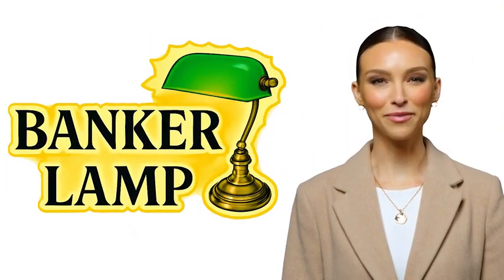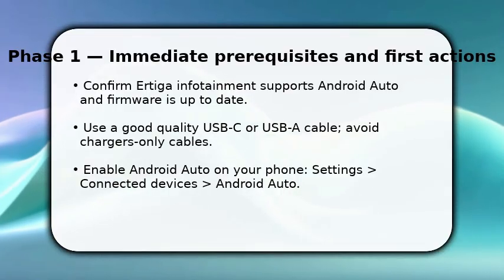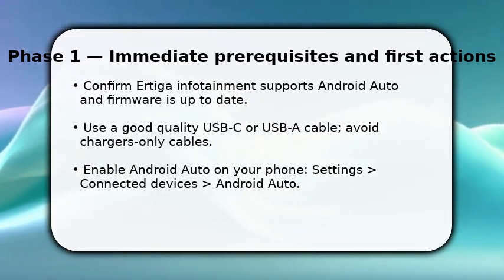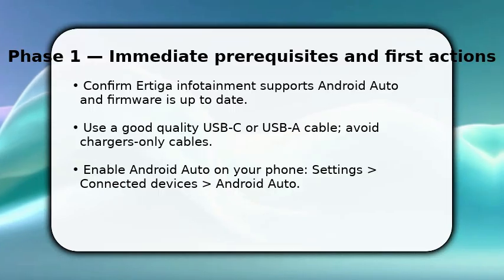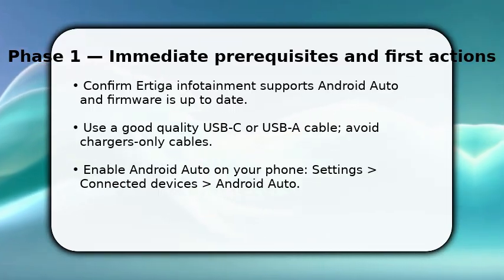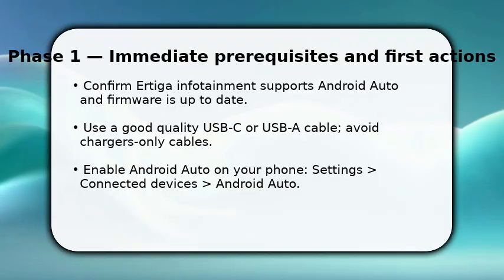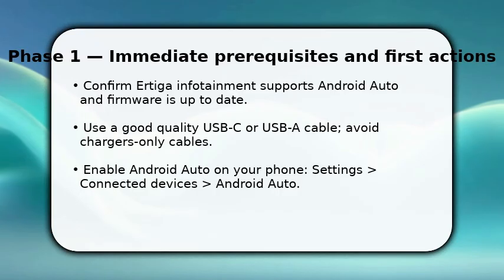Please enjoy the video. You start by preparing both devices, phone and Ertiga head unit. Plug a high-quality USB cable into the car's USB port. Make sure the phone screen is unlocked. On your phone, enable Android Auto in connected devices and allow permissions for contacts and location when prompted. Once done, the head unit should detect the phone, accept prompts on the car display.